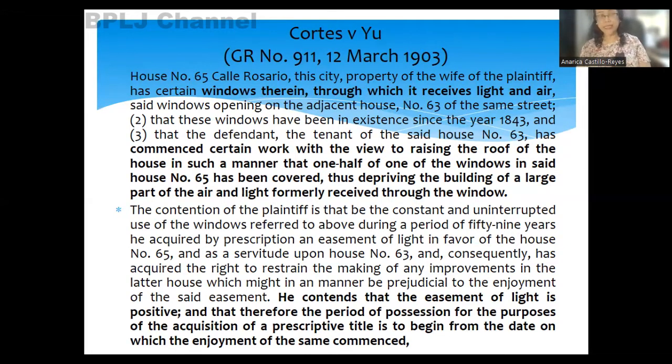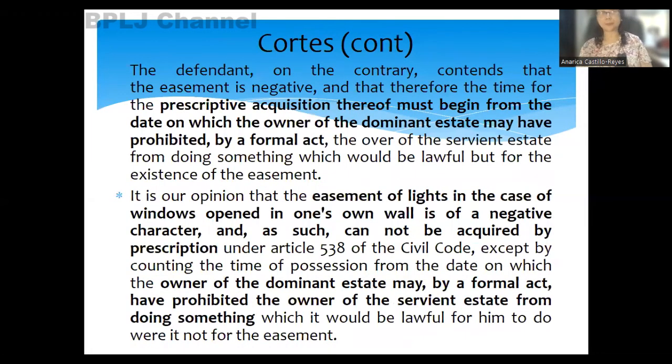Now he contends that the easement of light is positive, and therefore the period of possession for the purpose of the acquisition of prescriptive title is to begin from the date on which the enjoyment of the same commenced. On the contrary, the defendant contends that the easement is negative. The prescriptive acquisition must begin from the date of notarial prohibition. However, the Supreme Court said that the easement of light in the case of windows open in one's own wall is of a negative character and as such cannot be acquired by prescription.